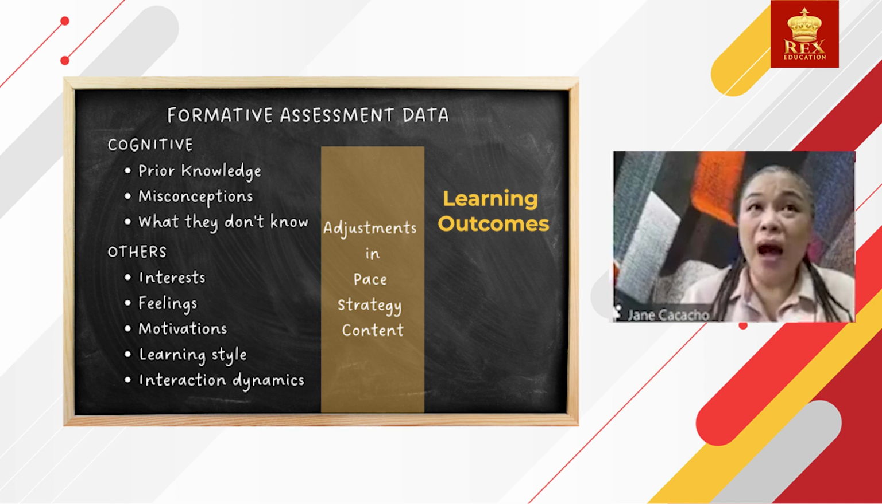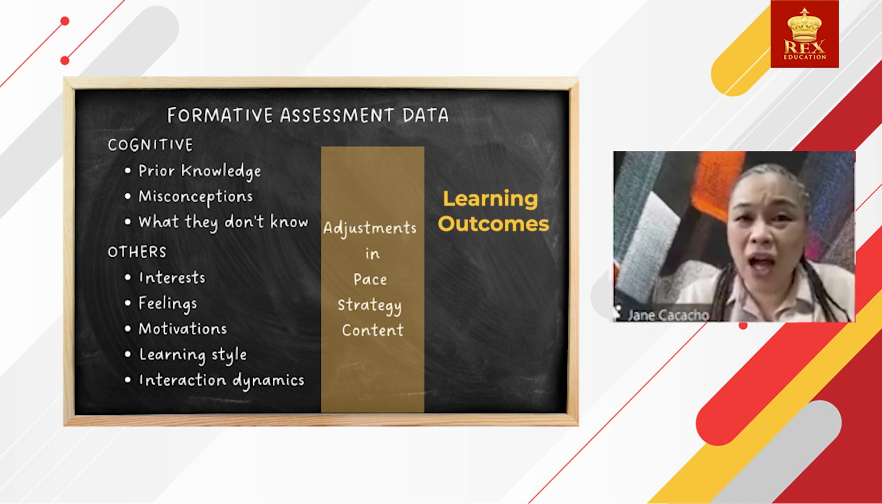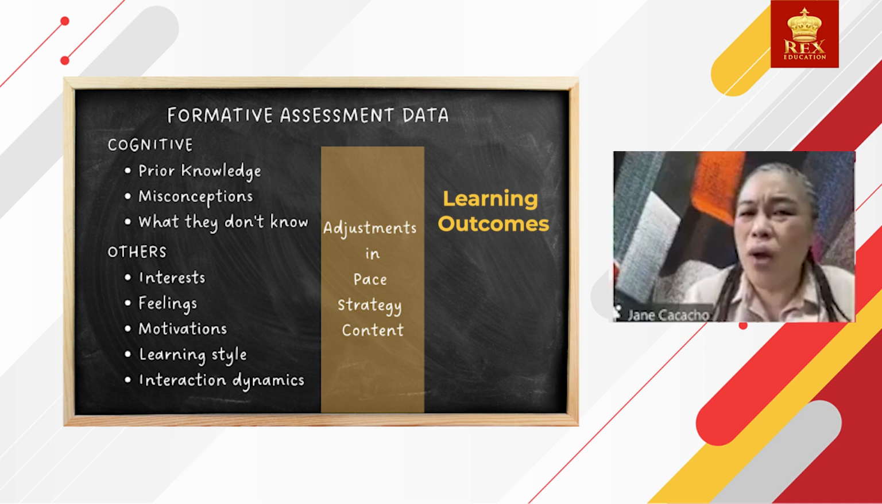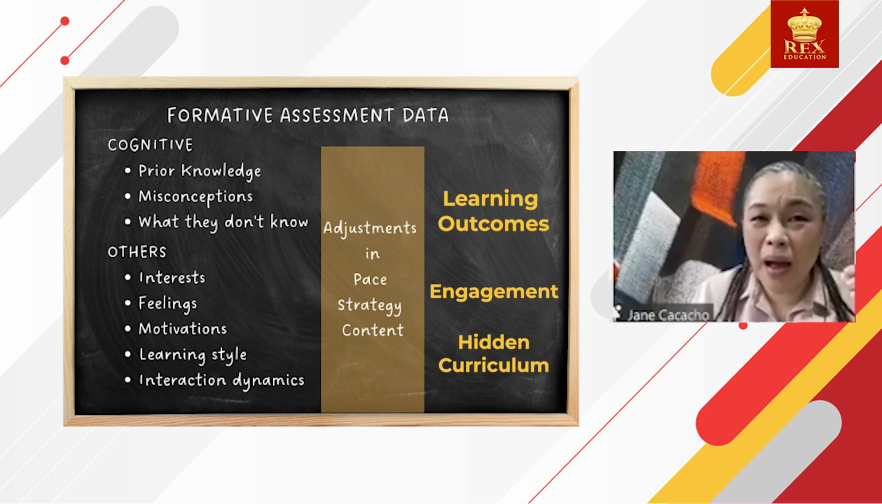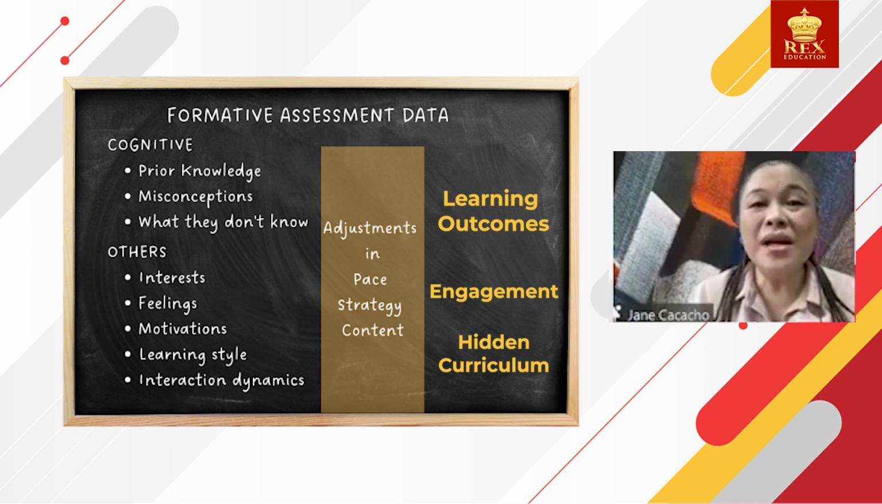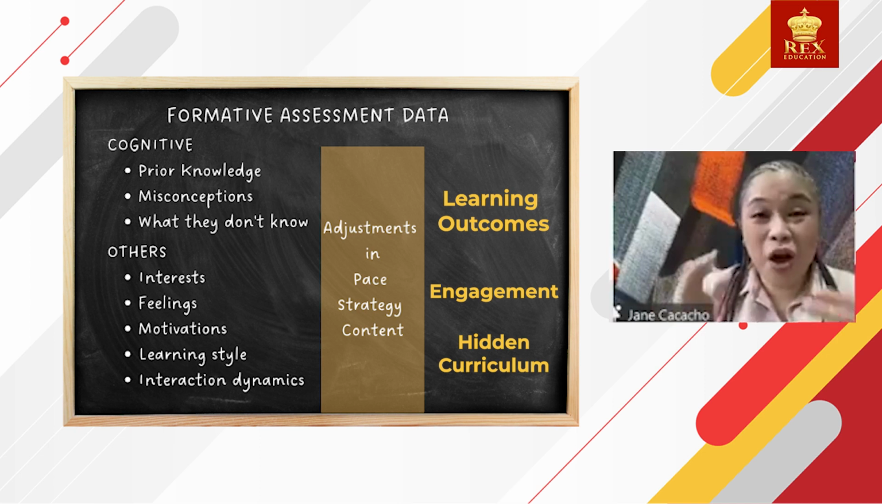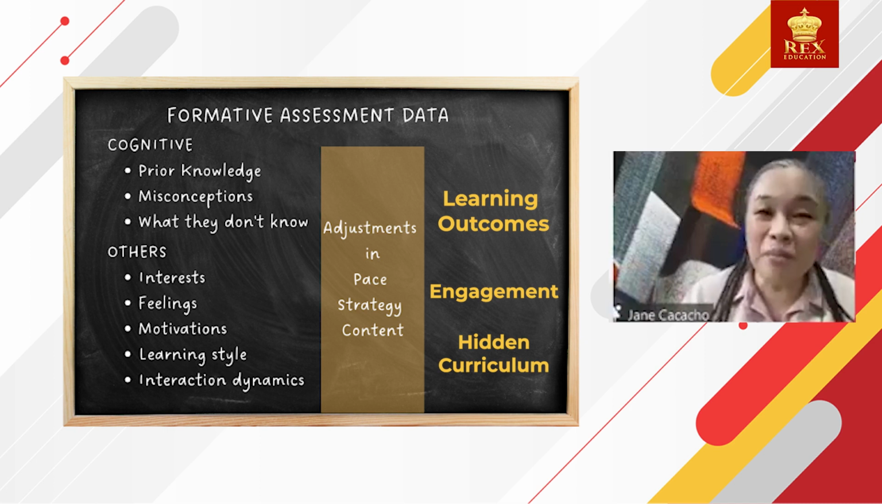Meaning to say, does this student get along well with his group mates? Will he learn better if he's with another set of students? And so on and so forth. If we gather this type of data, what are we aiming for? We will still adjust our pace, our strategy, and content, but our goal is now to increase engagement. Again, increased engagement will bring them closer to the learning outcomes.